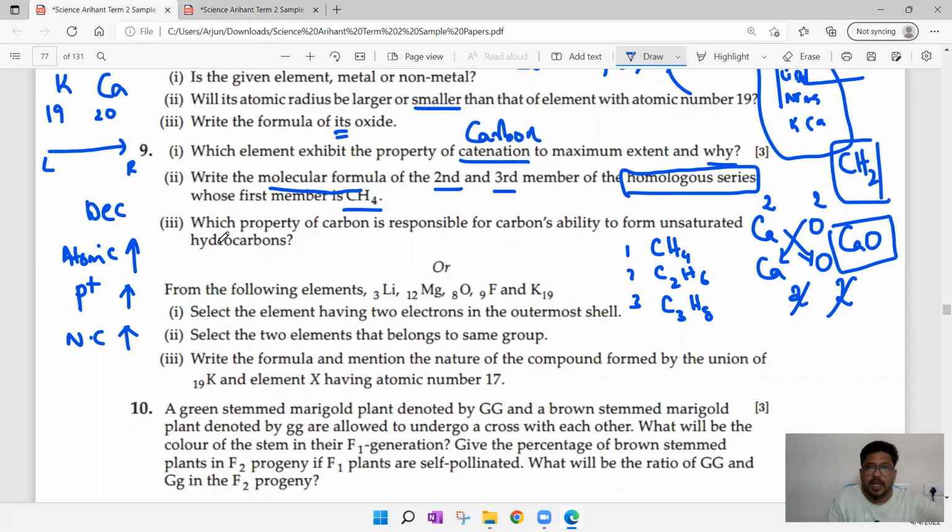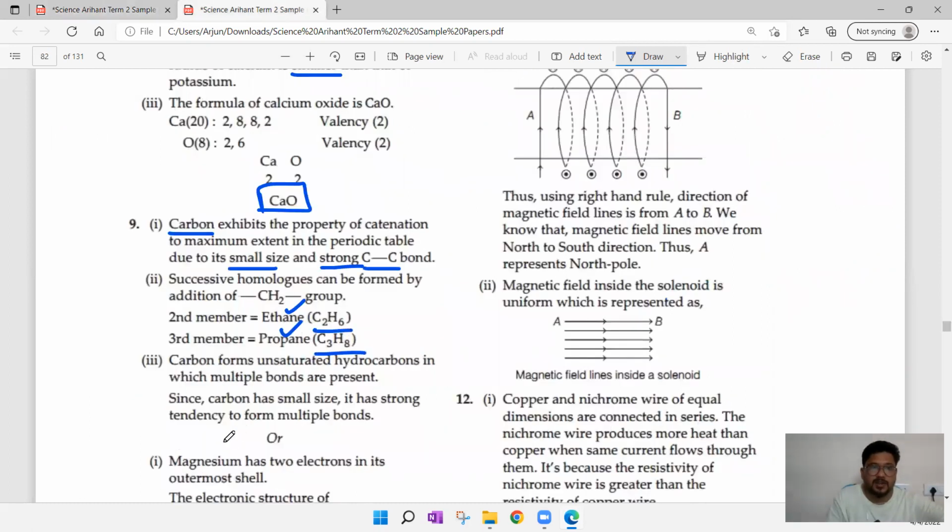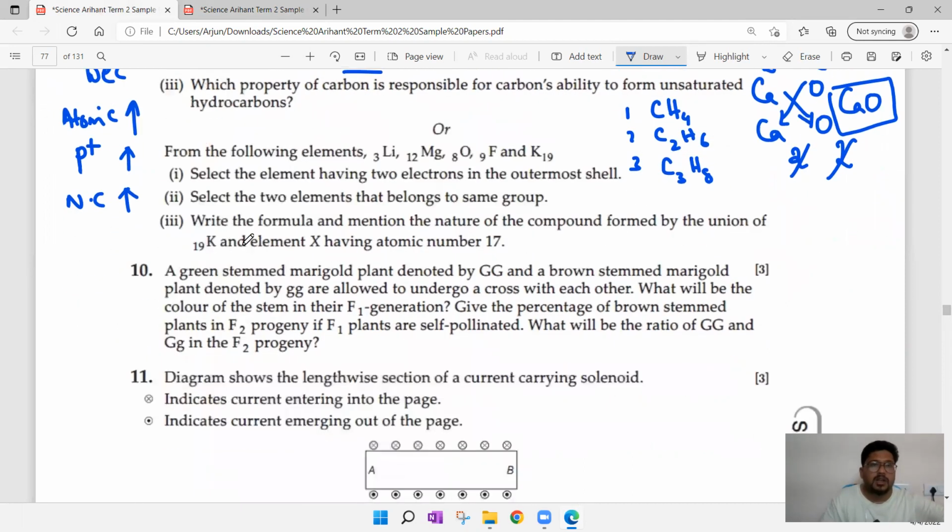Next, number 3. Which property of carbon is responsible for carbon's ability to form unsaturated hydrocarbons? So why will it form long chains, branches, rings? Why will it share all the electrons? Because carbon forms unsaturated hydrocarbons where multiple bonds are present, since carbon has small size and it has the tendency to form multiple bonds. Why? Because of tetravalency. You can write the word tetravalency.